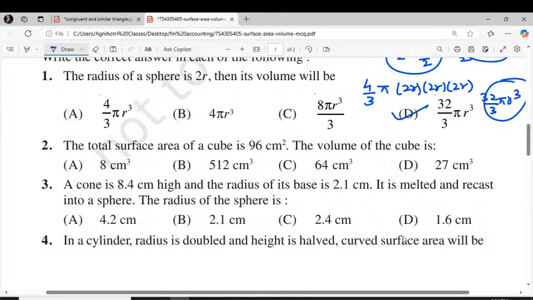Okay, let's attempt the second one. The total surface area of a cube is given to you. Do you remember the total surface area of a cube? What is the total surface area of a cube?